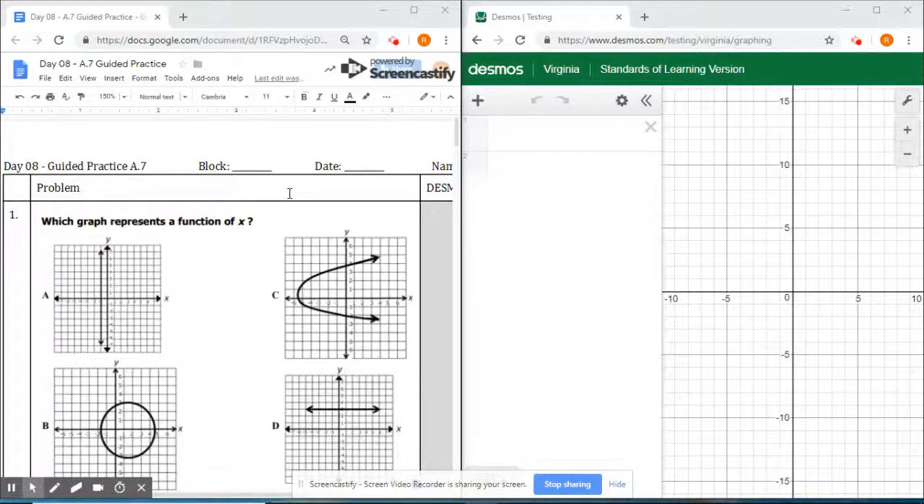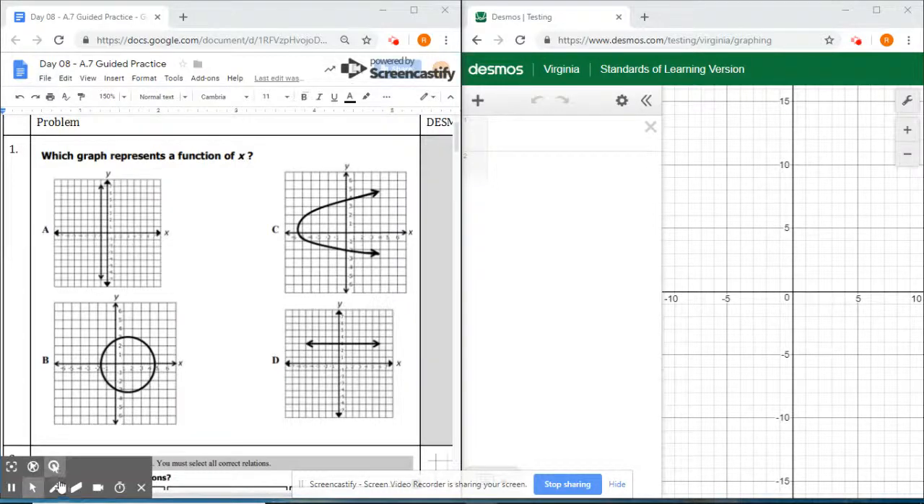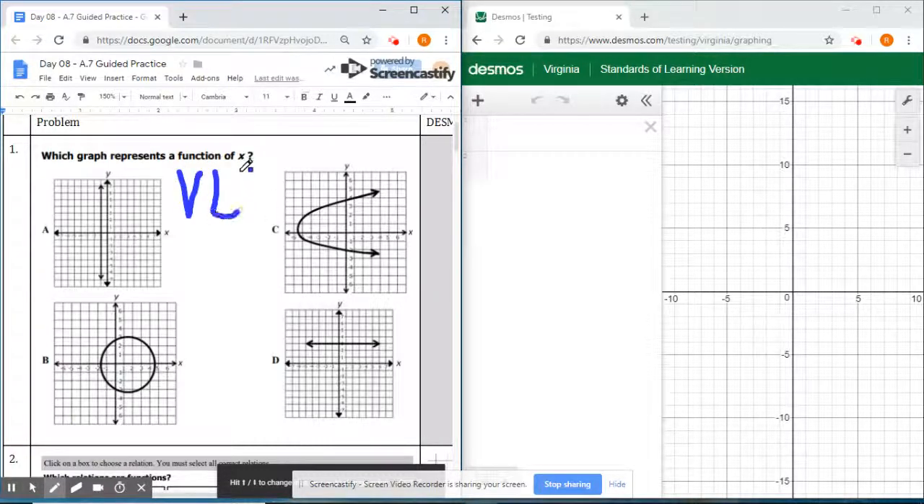Number 1, which graph represents a function of x? Remember, we can do the vertical line test for this. Vertical line test. Remember that the vertical line test says that if we draw any vertical line on a graph, it should only touch at one point.